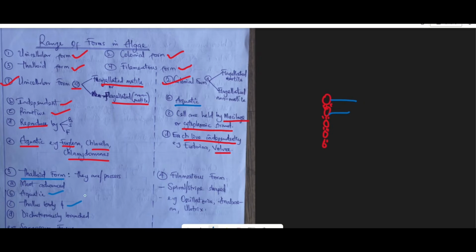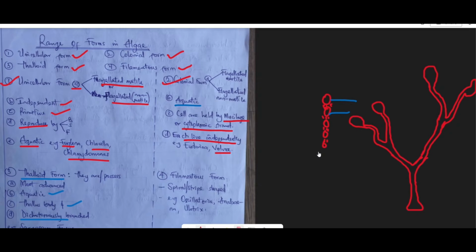Thallus body means they cannot be differentiated into stem, root, and leaf. Then they are dichotomously branched. That word, dichotomously branched. So this is what it means to be dichotomously branched. All right. So this is a plant called fucus. Fucus is an example of the Phaeophyceae. Okay. Other examples are sargassum, ectocarpus, and the likes. Now, this plant.